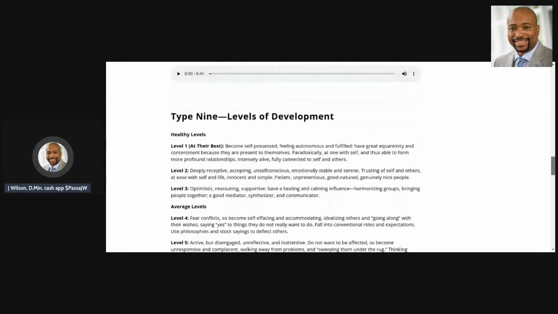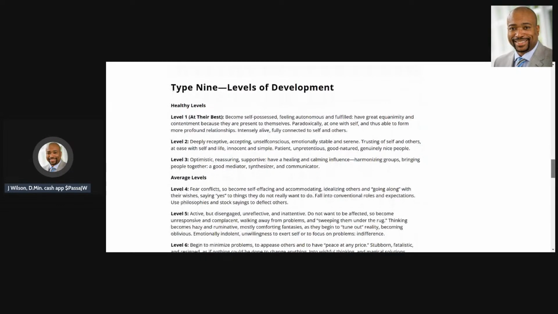Now, at the best, they become self-possessed, feeling autonomous and fulfilled, have great equanimity and contentment because they are present to themselves. They are deeply receptive, accepting, unself-conscious, emotionally stable, and serene. Optimistic, reassuring, and supportive. Have a healing and calming influence, harmonizing groups, bringing people together. A good mediator, synthesizer, and communicator.